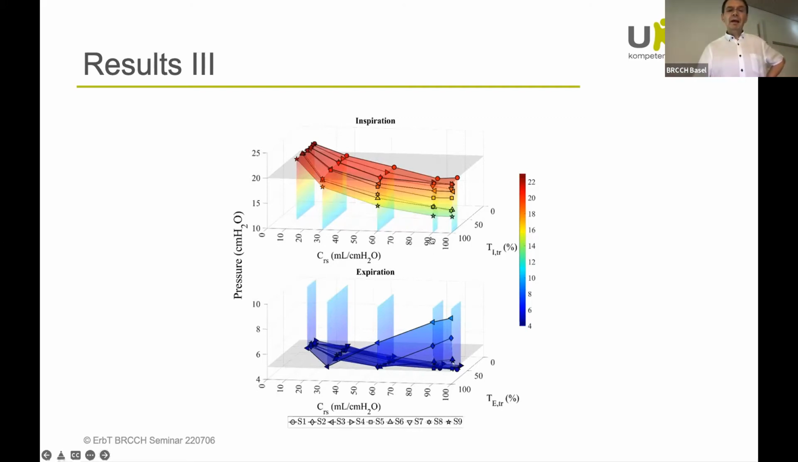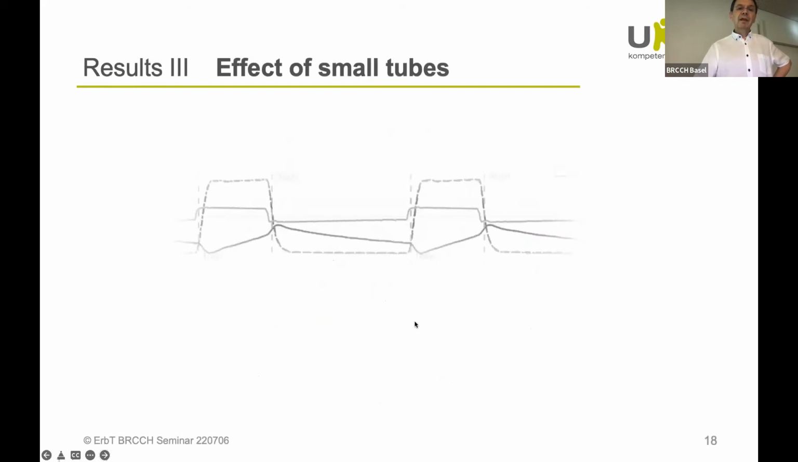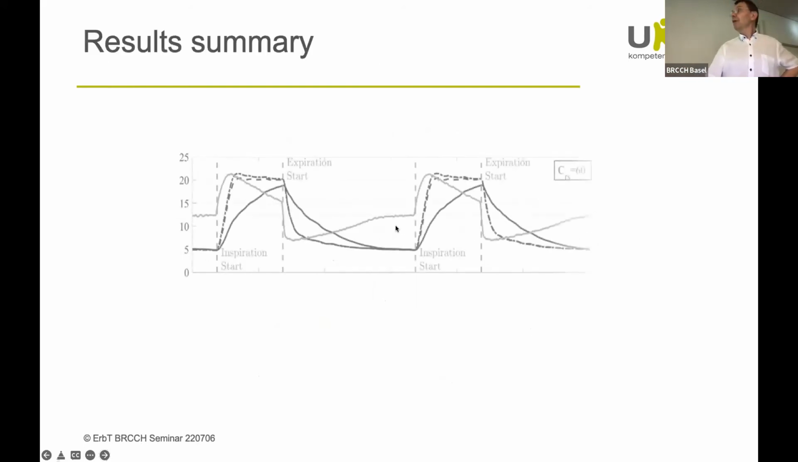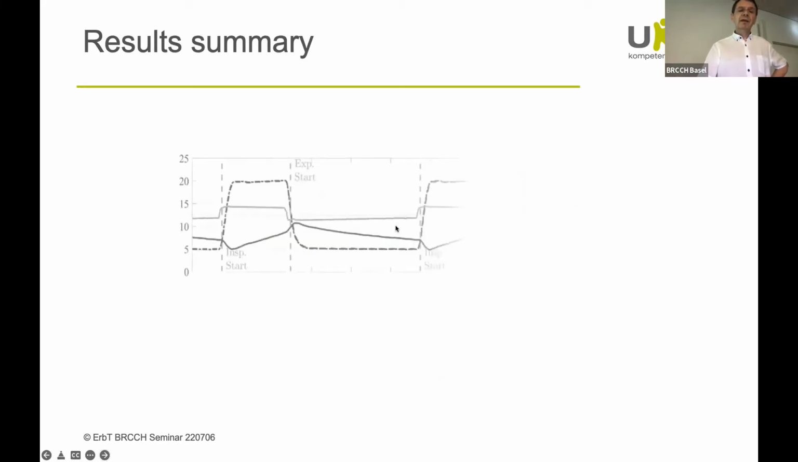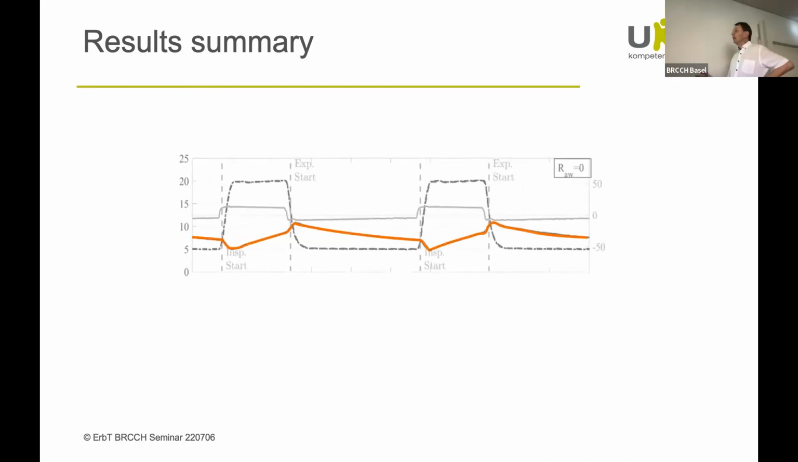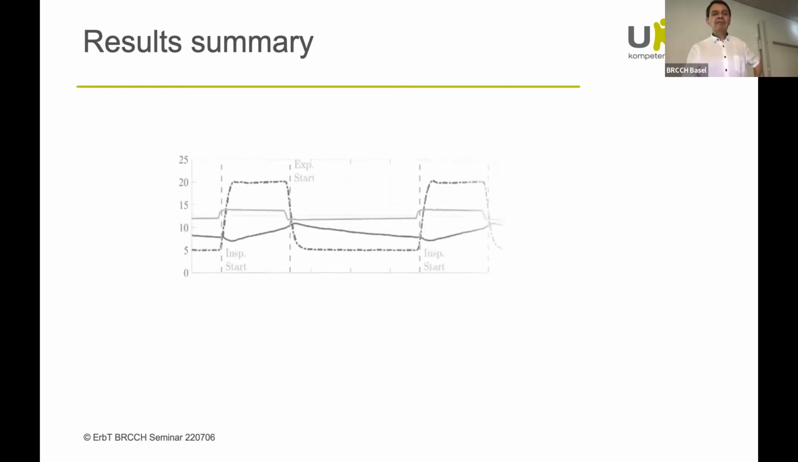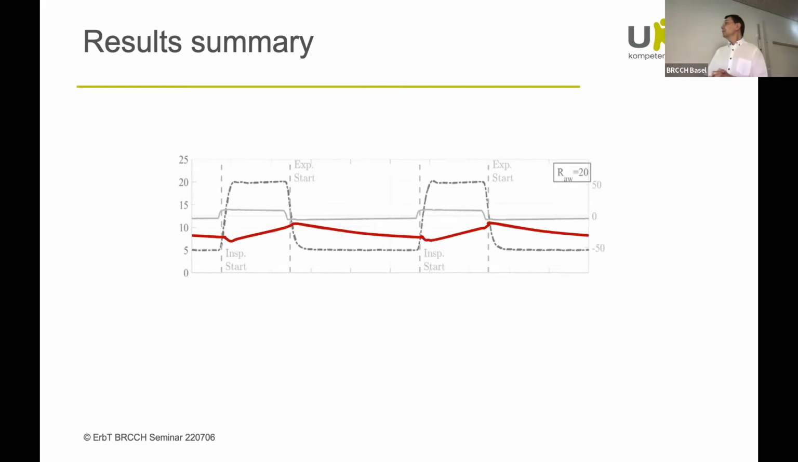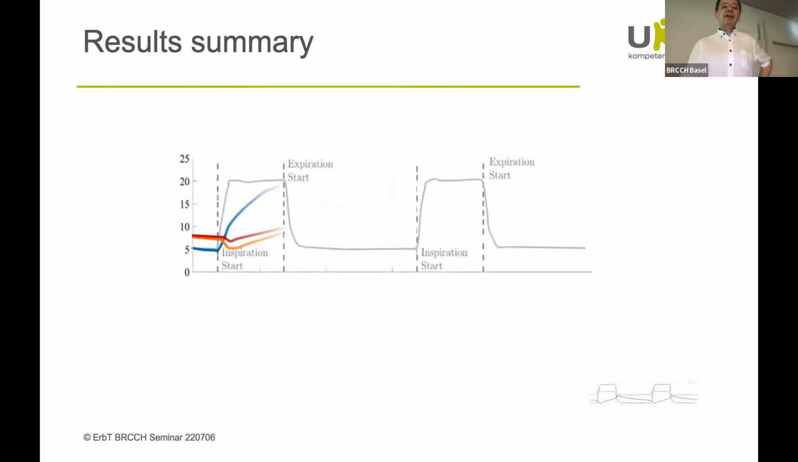And also the end expiratory pressure might be quite different in some conditions. We also examined the effect of small tubes, simulating the pediatric condition. Here you have again the trace of a normal lung using an adult tube. This is the course using a 3.5 tube, and when you have a 3.5 size tube with an additional partial obstruction, it's even more deviating.